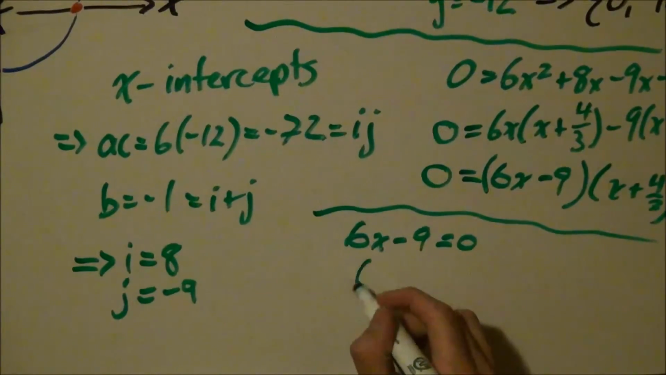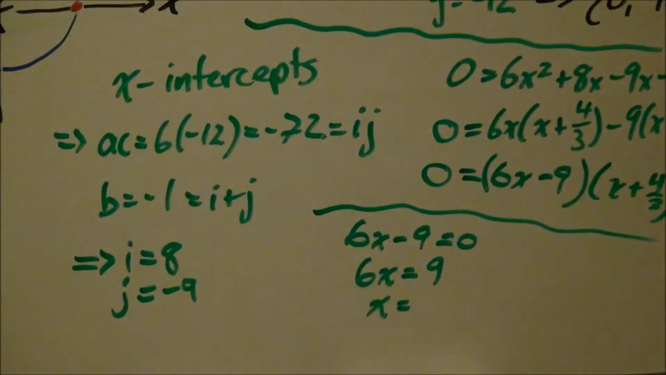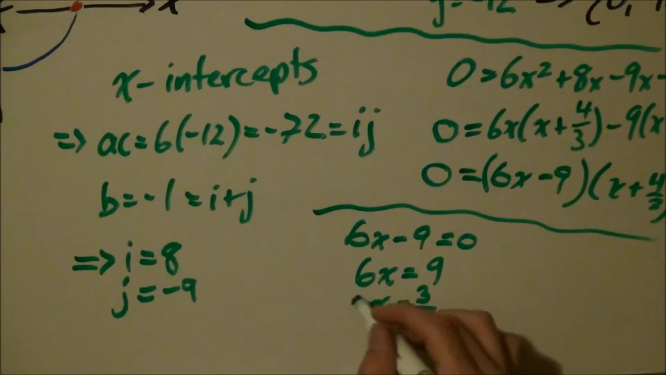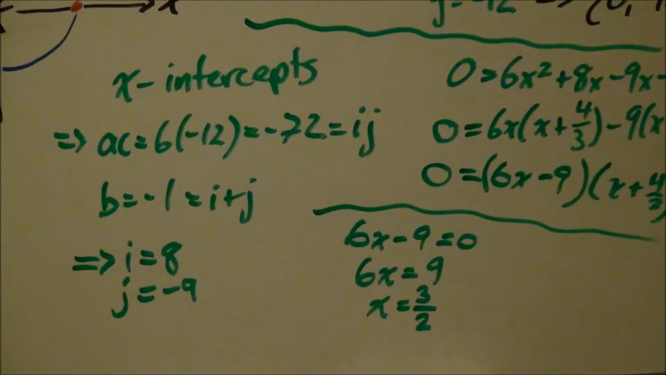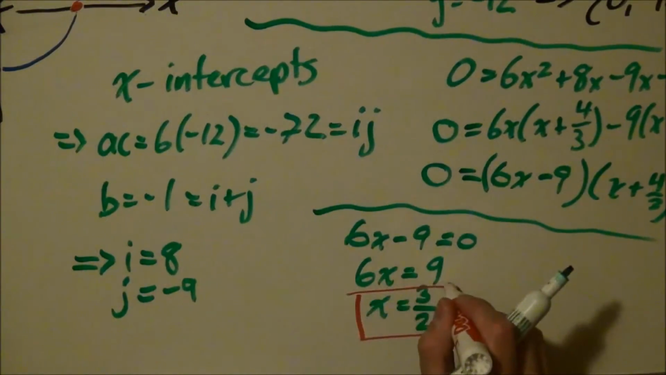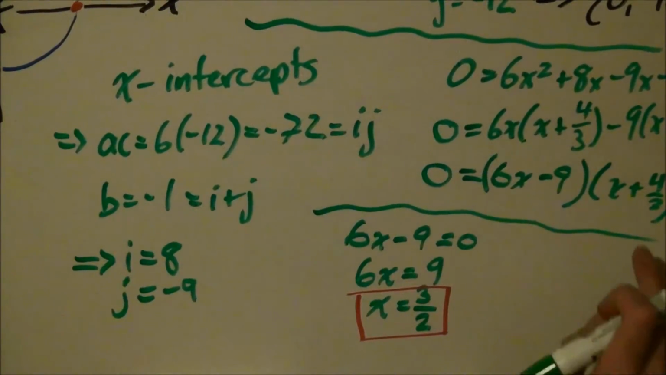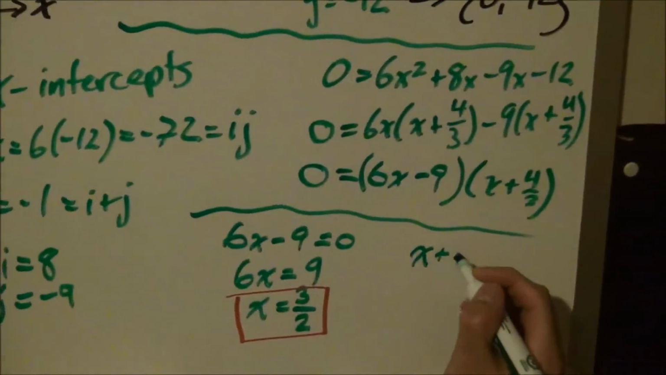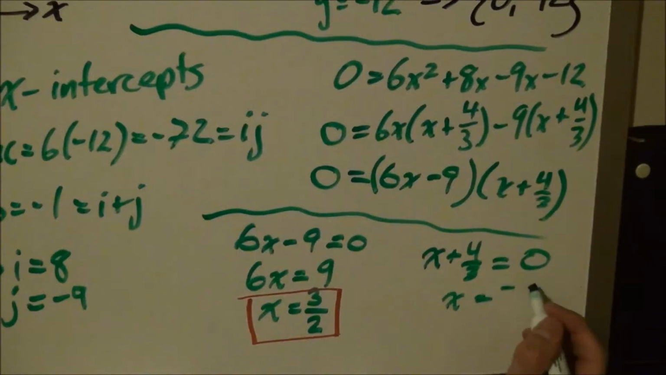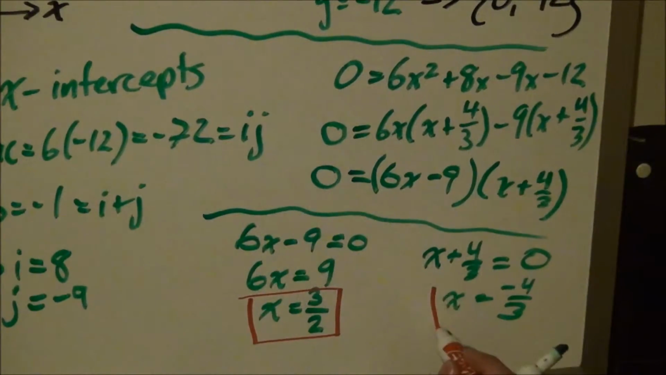So we can say 6x is equal to 9. x is equal to 9 over 6. Both of those are divisible by 3. 9 divided by 3 is 3. 6 divided by 3 is 2. So x equals 3 halves. x equals 3 halves is 1 root. Let's find the other root. If x plus 4 over 3 equals 0, then x is equal to negative 4 over 3, and that's our second solution.